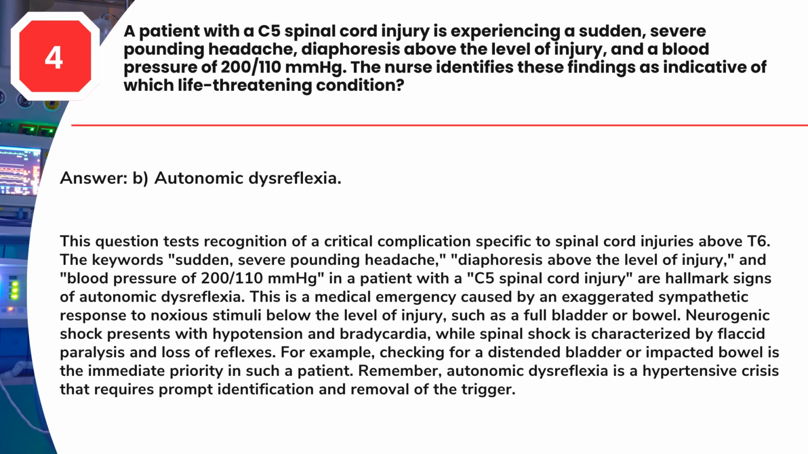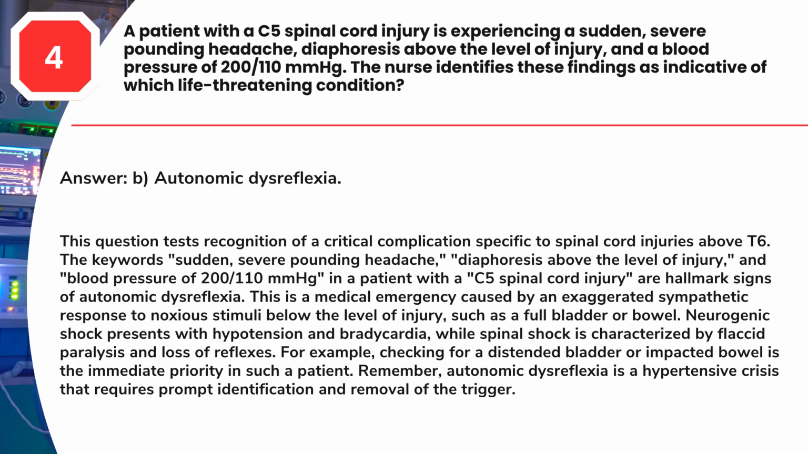Answer B. Autonomic dysreflexia. This question tests recognition of a critical complication specific to spinal cord injuries above T6. The keywords sudden, severe pounding headache, diaphoresis above the level of injury, and blood pressure of 200/110 mmHg in a patient with a C5 spinal cord injury are hallmark signs of autonomic dysreflexia. This is a medical emergency caused by an exaggerated sympathetic response to noxious stimuli below the level of injury, such as a full bladder or bowel.